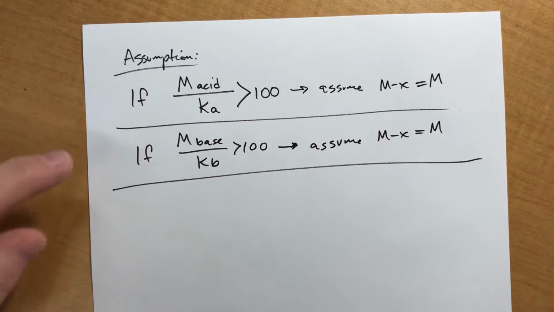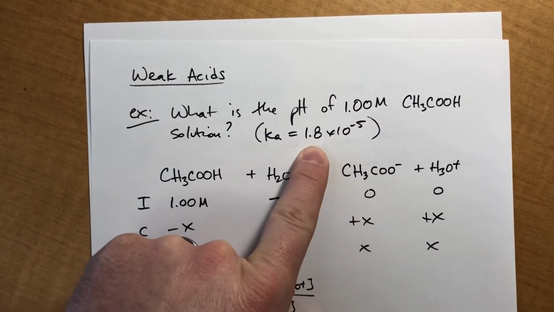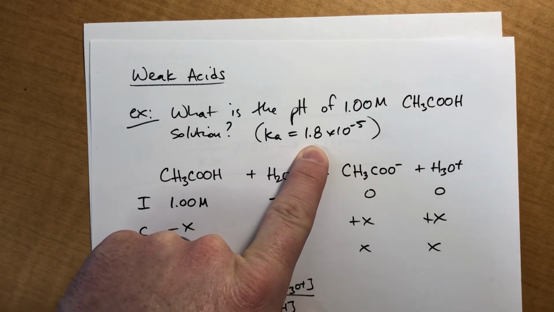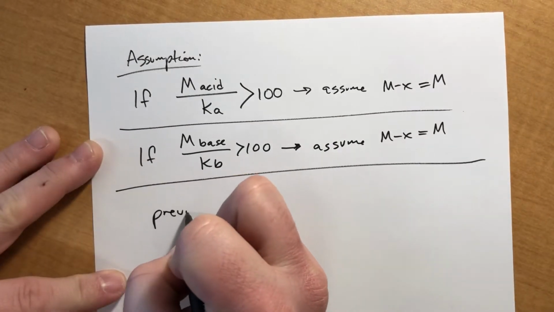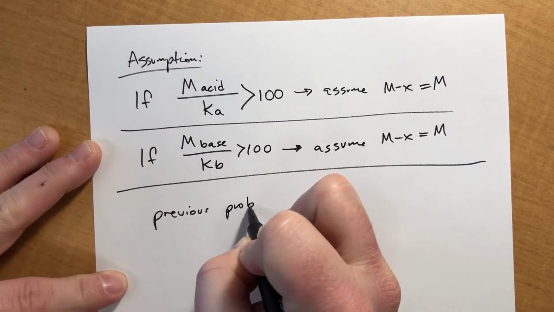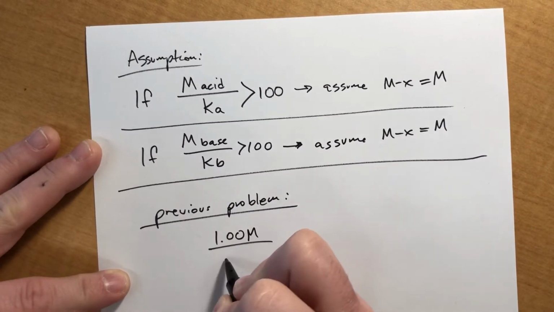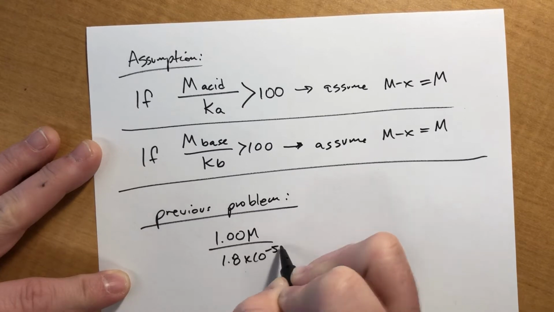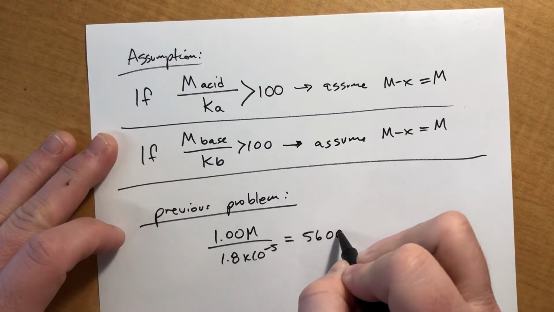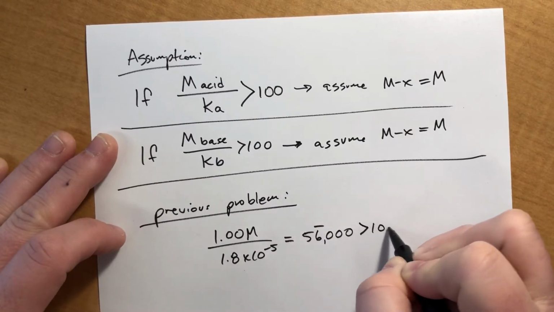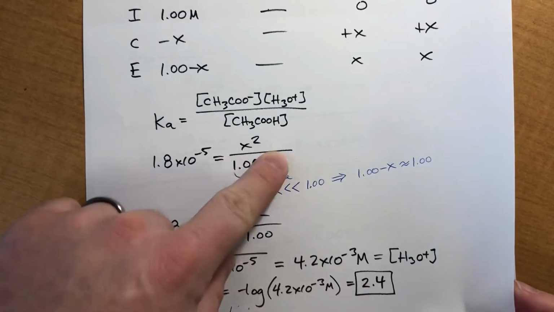Okay, so honestly, we could check this from the beginning. On this last problem, we could have just taken the concentration divided by Ka, and as long as it was bigger than 1, we were fine. So in the previous problem, 1.00 molar divided by 1.8 times 10 to the negative fifth, all we need is for this to be bigger than 1. If you plug it in your calculator, it comes out to 56,000, which is significantly bigger than 1, which allowed us to basically get rid of this minus x in our equation.